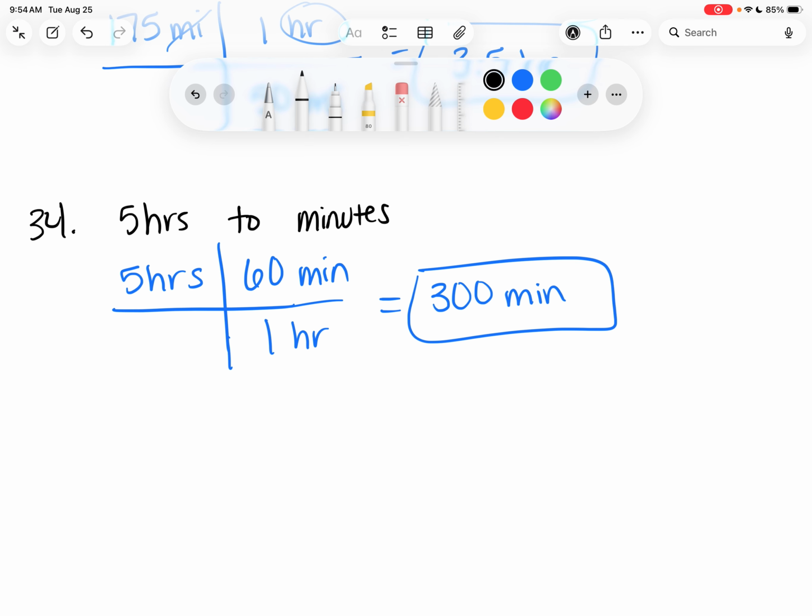All right, let's just review a couple things. How many quarts are in a gallon? 4. How many cups are in a pint? 2 cups in a pint. How many pints in a quart? 2.